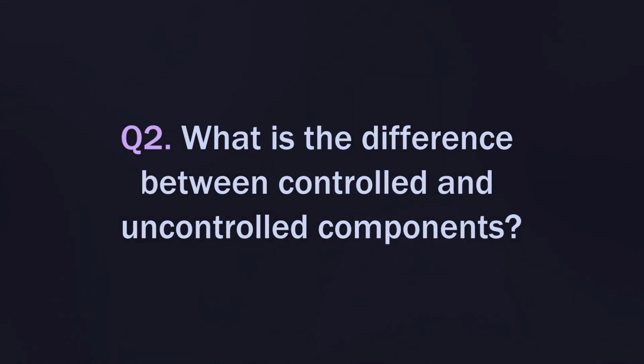What is the difference between controlled and uncontrolled components? A controlled component has its form data managed by React state. Every keystroke fires onChange, which updates state, which sets the input's value. React is always the single source of truth.